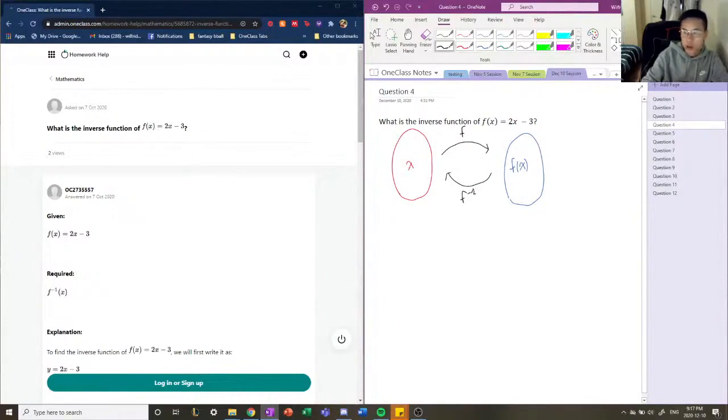There's a general way of calculating your inverse, and it's by interchanging your x and y and then solving for y. Let's do it with our example here.